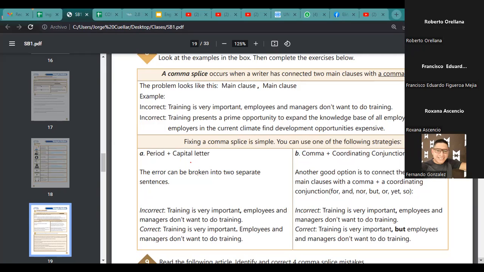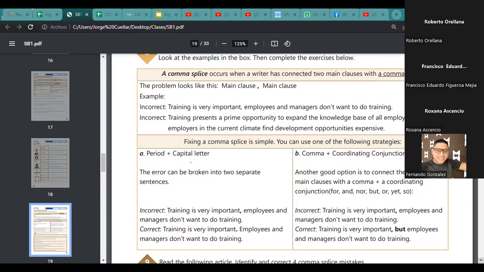And option B, comma plus coordinating conjunction. Another good option is to connect the two main clauses with a comma plus a coordinating conjunction: for, and, nor, but, or, yet, so. Incorrect: Training is very important, comma, employees and managers don't want to do training. Correct: Training is very important, comma, but employees and managers don't want to do training.